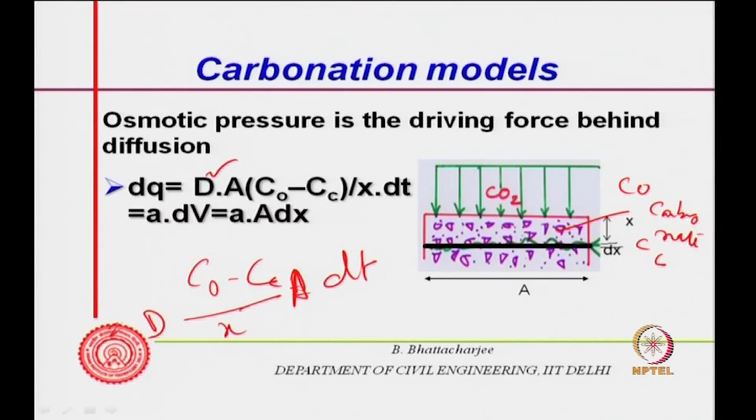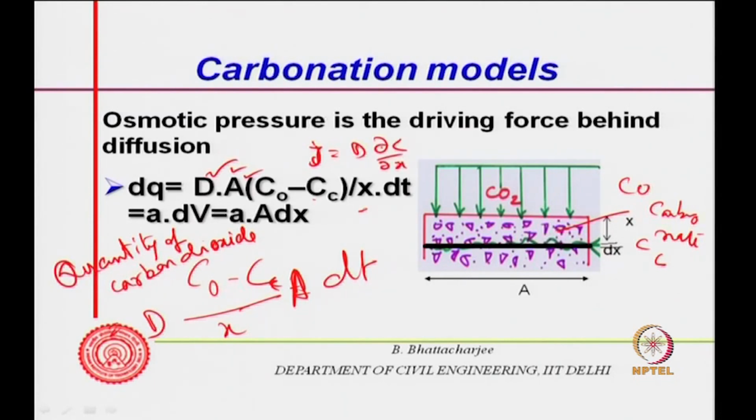So, dq stands for the quantity of carbon dioxide coming in, which is D A (C0 minus C) divided by x, multiplied by dt. So, that is the quantity. I should have used J for flux, J equals D del C del x, somebody could have written it like this, J is the flux. This I am talking of quantity.